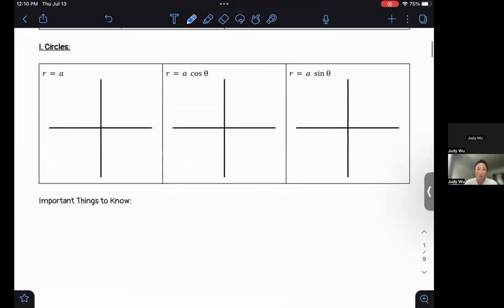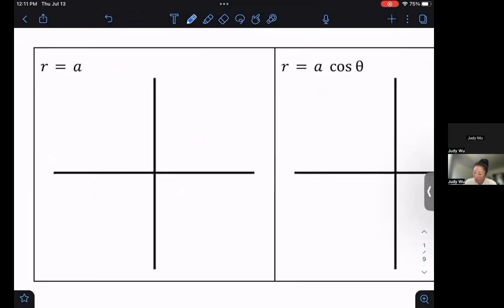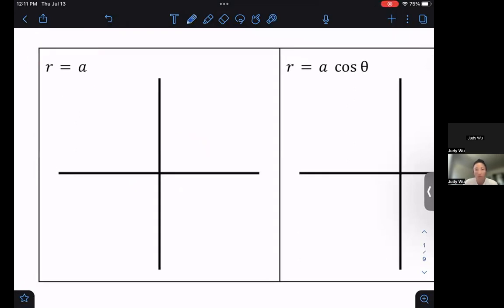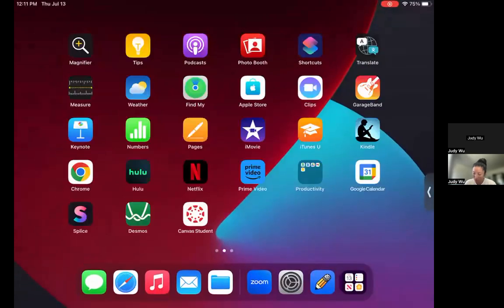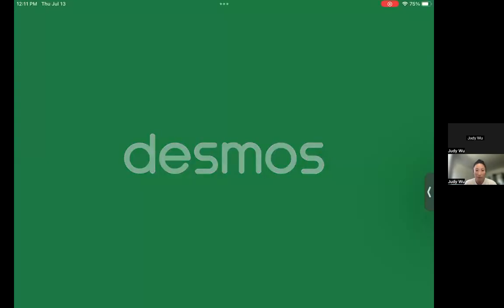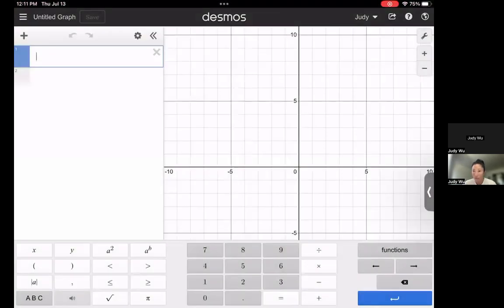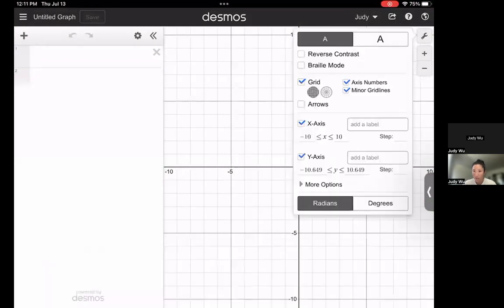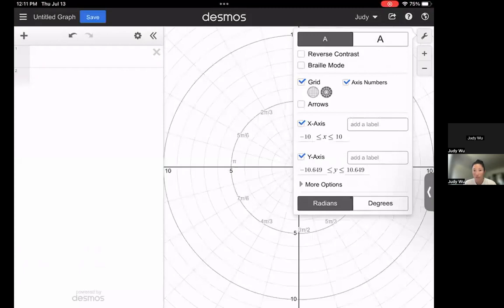All right, so what do equations of circles look like when we're looking at them in polar form? So if you were to go on Desmos and go on polar form and graph r equals some number a, okay? In fact, I'll go to my Desmos right now, show you how to do that. So we're going to go to our Desmos, and we're going to be in polar form. So I'm going to go up to this wrench in the top right-hand corner. And the grid I'm going to choose is the one with the circles. Okay, that's how we get into polar form.